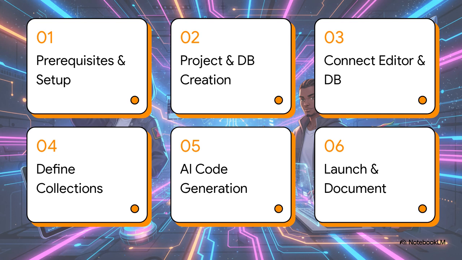Here's the game plan. We'll kick things off with the essentials, getting your setup right. Then we'll actually create our project and the database. After that, and this is a big one, we'll configure something called the MCP server. Think of it as the critical link that lets our code editor and our database talk to each other. Once that's solid, we'll define our app's data structure. Then comes the fun part, using AI to generate all the code. And finally, we'll fire up our new application and make sure it's properly documented.